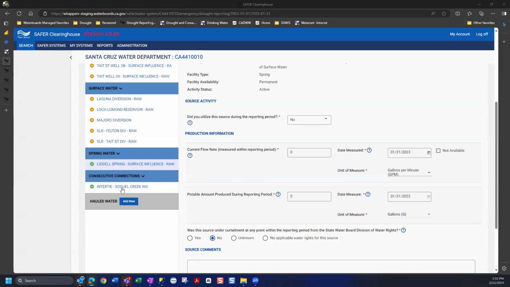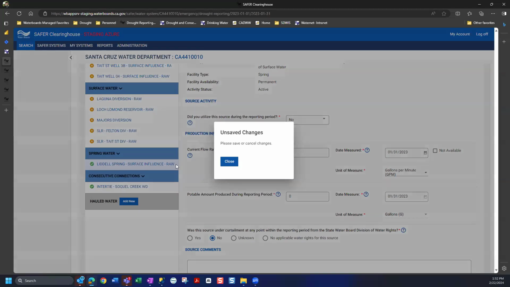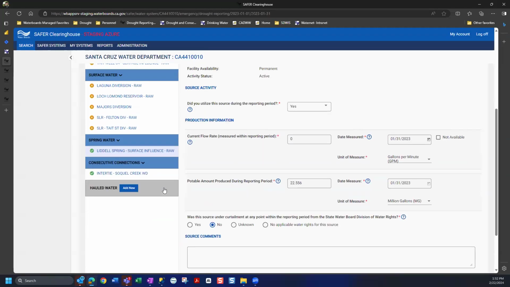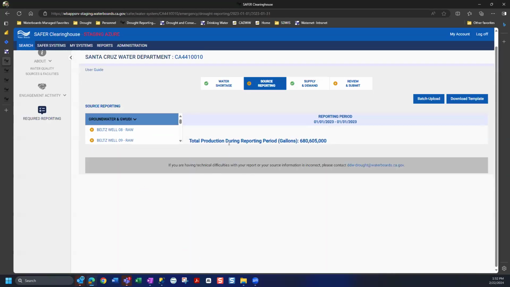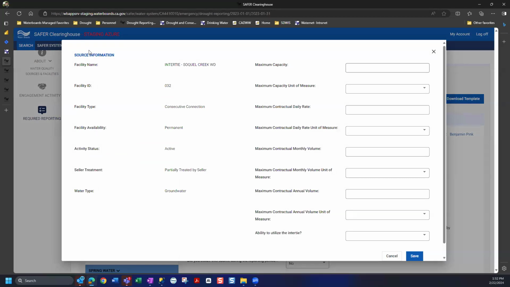So now I'm going to talk about consecutive connections. I'm going to click into this consecutive connections right here. It's going to show me some static source information that does not change between reporting periods. On the left over here, I have some static source information listed from our SWRCB database. If there's any issues with this, it cannot be changed by the user. It must be changed by our district or LPAs.